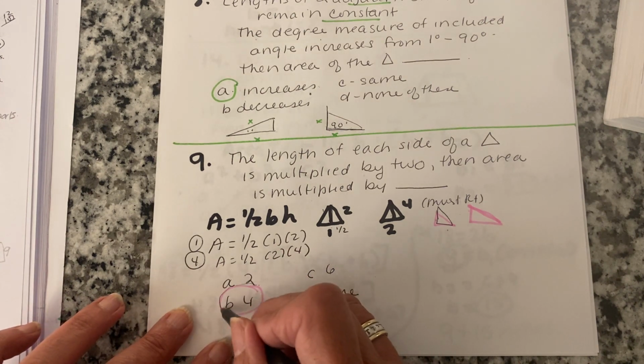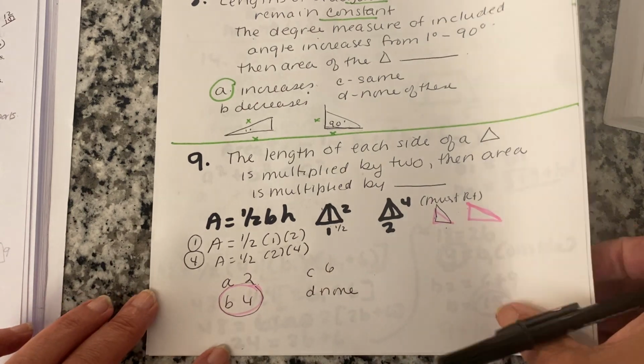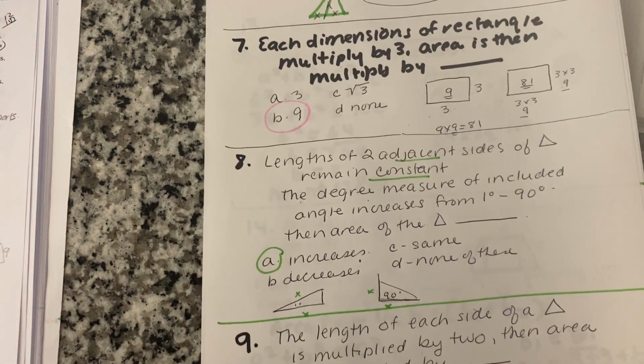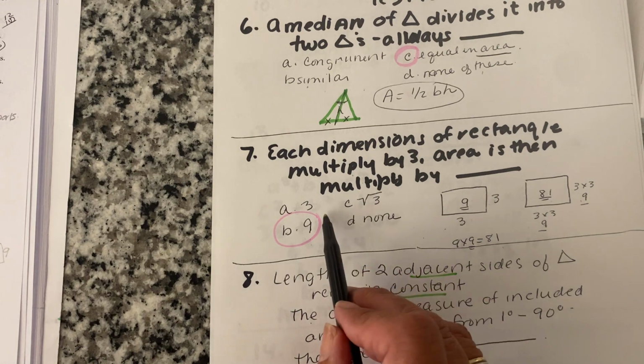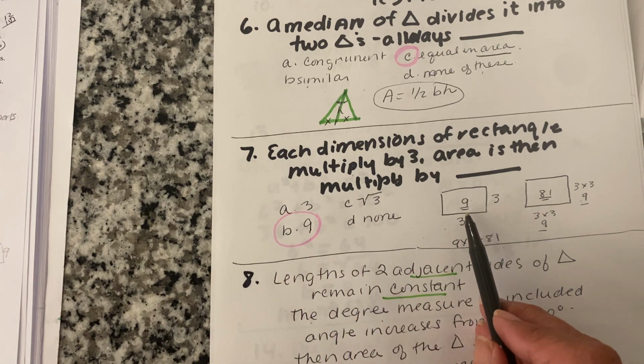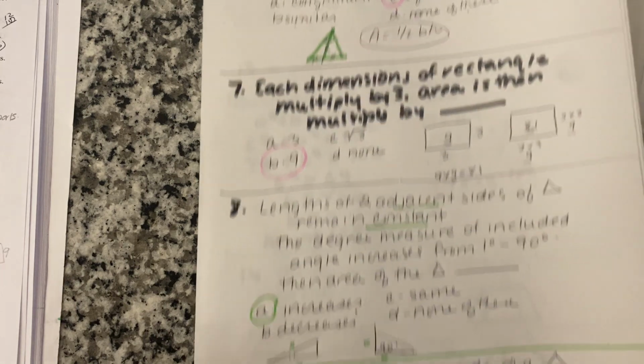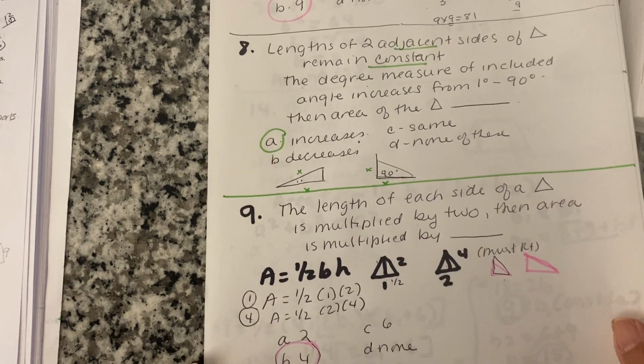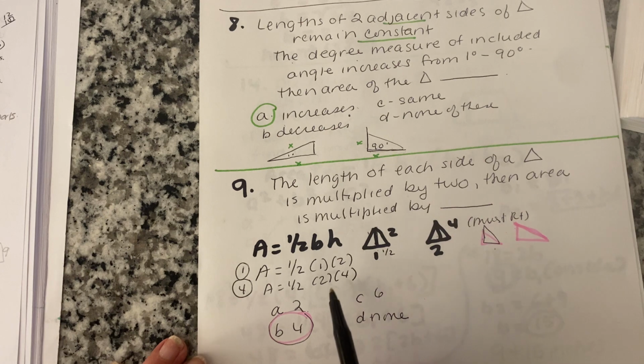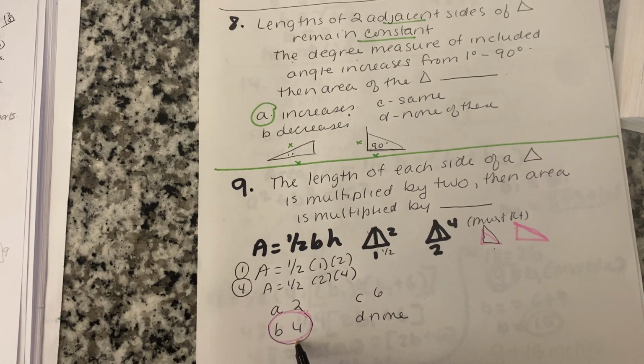then I have to multiply the area by 4. 2 times 2, right? It's really similar to the earlier one, where we multiplied by 9 and 9 came from 3 times 3. Here, we multiply each side by 2, but we're really multiplying the area by the square of 2.